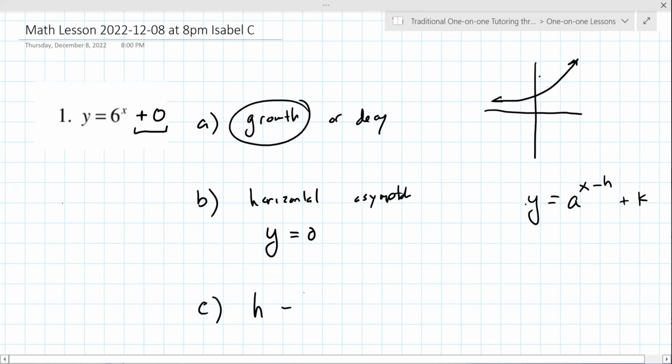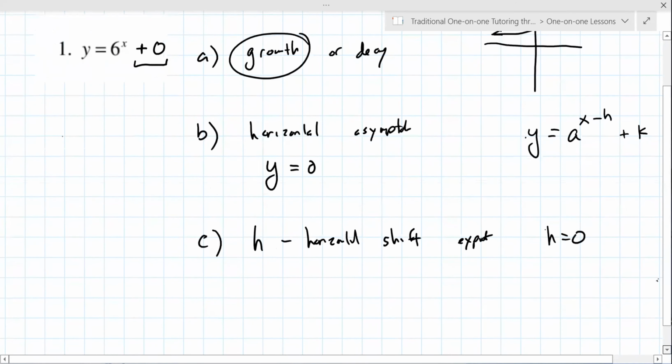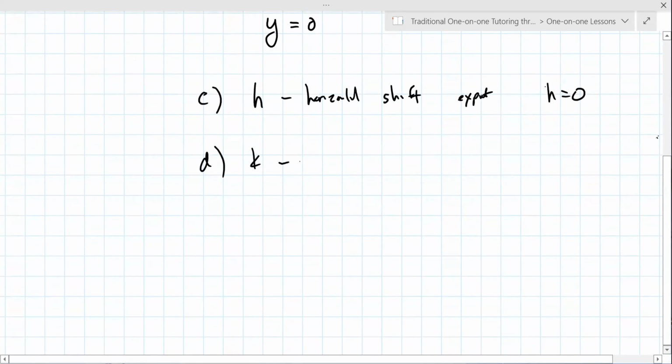So h represents the horizontal shift, and that's always going to be in the exponent. Basically, you're looking up here at this x, and it's like, well, is it x minus 2, x plus 1, x minus 3, x plus 4? You're just looking to see if there is anything going on, and in this case, it's 0. Now k is actually related to what we did in B. So k is the vertical shift in some ways, we'll say that in quotes, but in your problem here, it's 0 because there's nothing being added to the function.